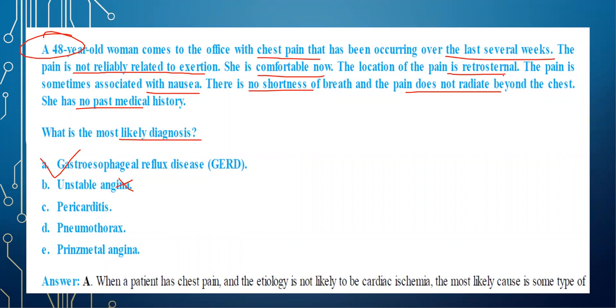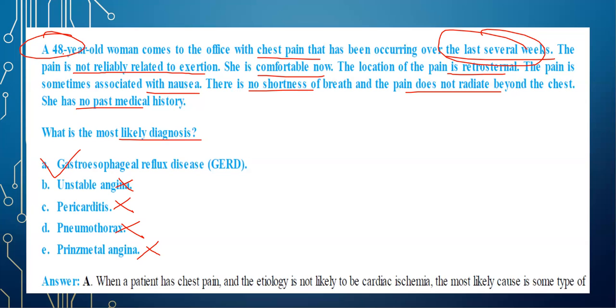And if it is a pneumothorax, it would not be for several weeks. Pneumothorax will come to you immediately. So it's still not the case. If it is a pericarditis, pericarditis pain has some specific feature and it also comes as an acute pain. Prinzmetal angina, again, has an exertional risk factor. It can get worse with exertion, so it's not Prinzmetal angina as well.